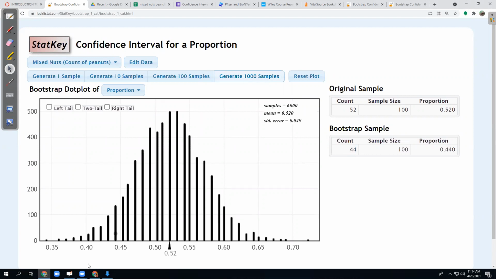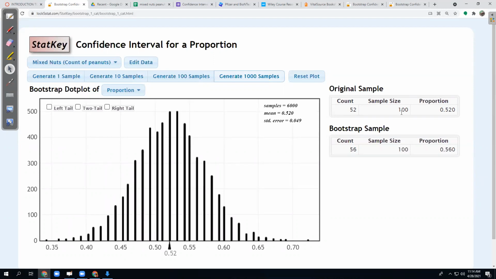So bam, this is a sampling distribution. I have 6,000 samples. Any point here is a sample of 100 mixed nuts based on the original one. So imagine we take those 100 nuts and put them back in a can, and you reach in, grab a nut, write down what it is, put it back in the can. Reach in, grab a nut, write down what it is, put it back. You do that 100 times. That's one sample, right? I write down, okay, I found there were 56 out of 100.